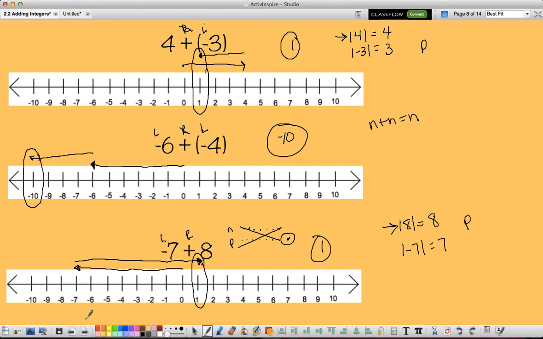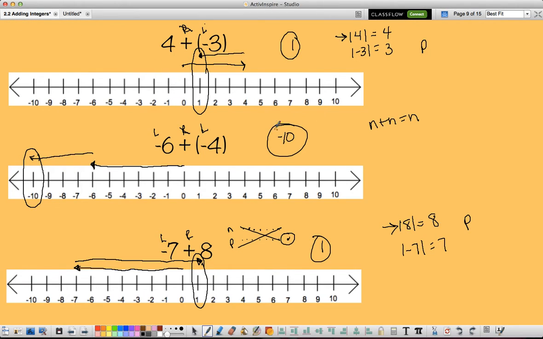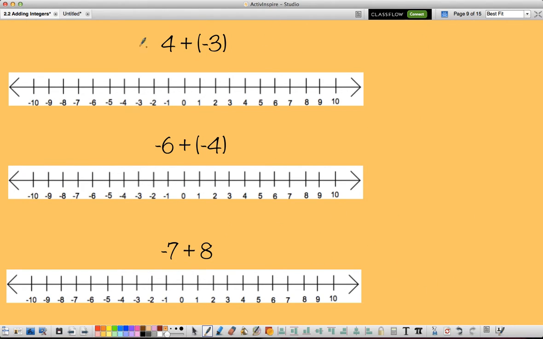Right? But what I want to look at now is how did I get these answers? How can I get these answers when I don't have a number line and I don't have number chips? So what I'm going to do is copy this page, and we're going to work on getting these answers again. And so I'm going to go ahead and clear all the writing, and I knew that this is supposed to be 1, negative 10, and 1.